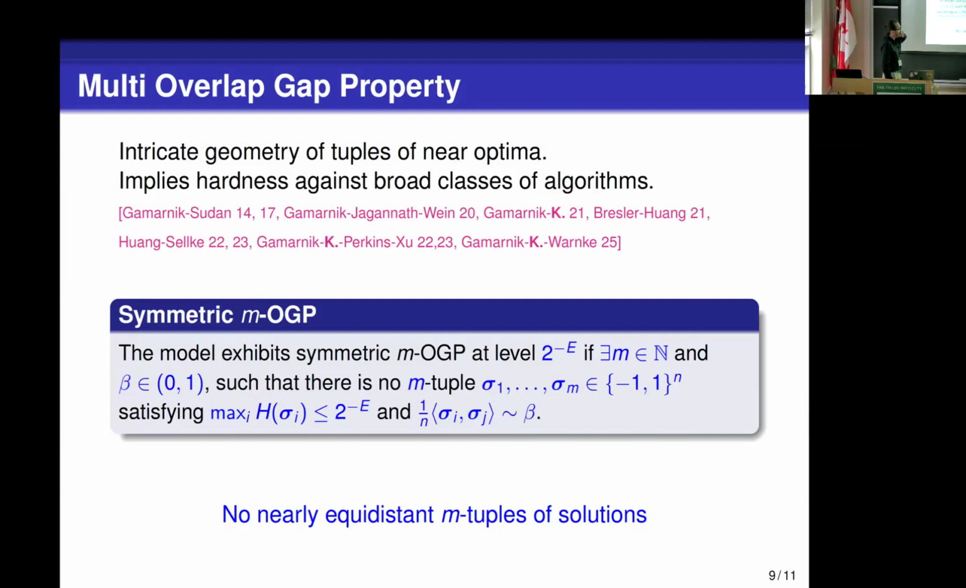So here is how this property looks. In the interest of saving time, I will skip the rigorous definition. Basically, this model exhibits symmetric multi-OGP at an energy level if there is some m and a distance that depend on this level such that at this distance you can't find m tuples, all of which have this value and they are nearly equidistant. So these look like stars, and this property says that this constellation of stars does not exist to begin with. And whenever this exists, by some Ramsey theoretic argument, you can actually show that the algorithms that have certain stability properties necessarily fail for this model.